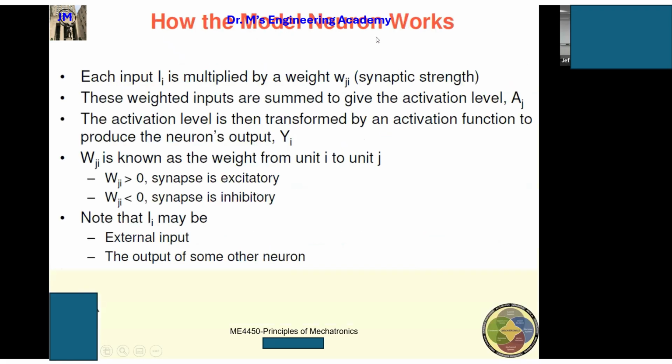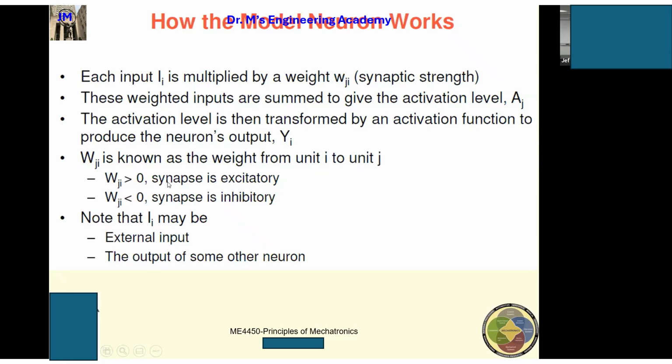How the model neuron works. Each input I is multiplied by a weight. As I said, weight is for the connection between neurons. And these weighted inputs are summed to give the activation level A_j. The activation level is then transformed by an activation function to produce the neuron's output Y_j, and W_ji is known as the weight from unit i to unit j, from neuron i to neuron j.